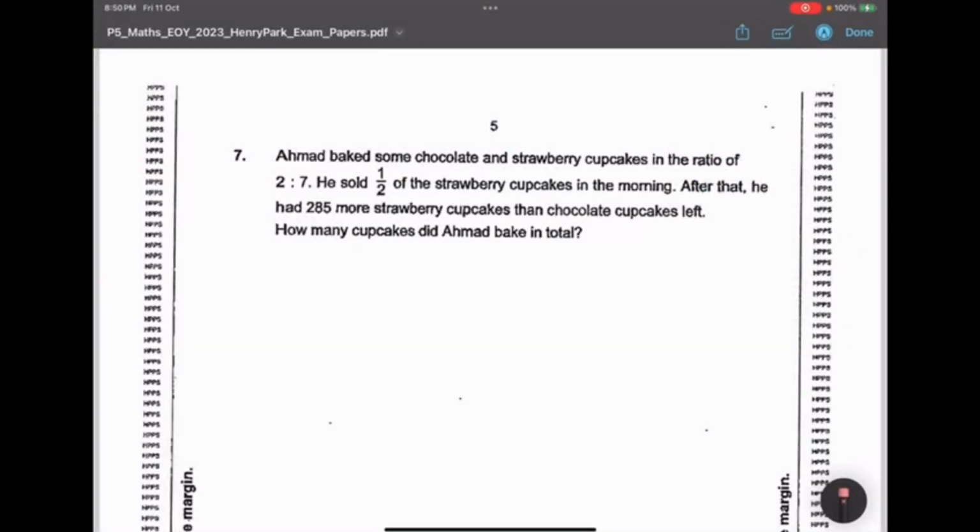Moving on to question number 7. Here we have a before and after question. Alright, let's read it together. Ahmad baked some chocolate and strawberry cupcakes in the ratio of 2:7. Alright, so what we want to do is to draw our table.